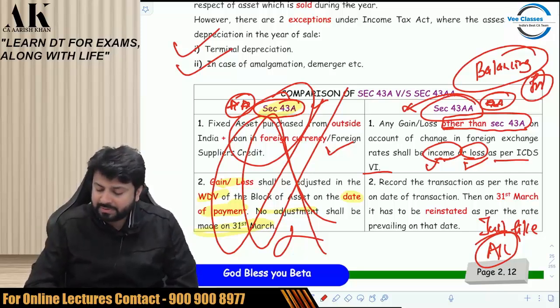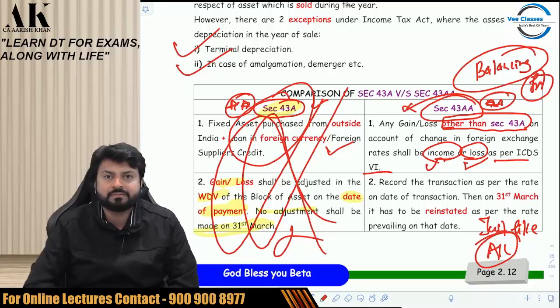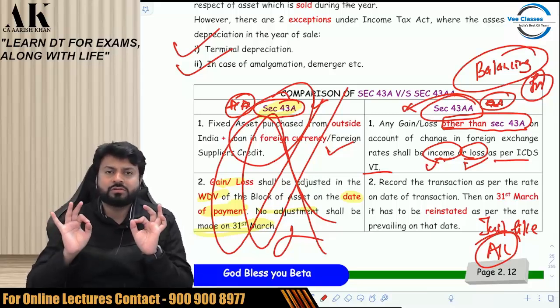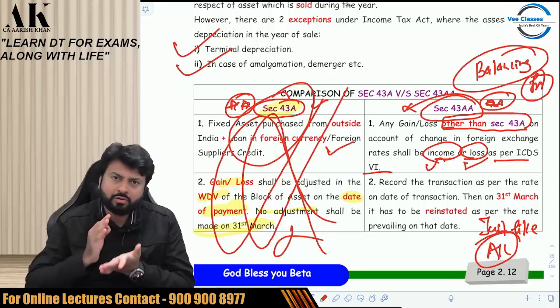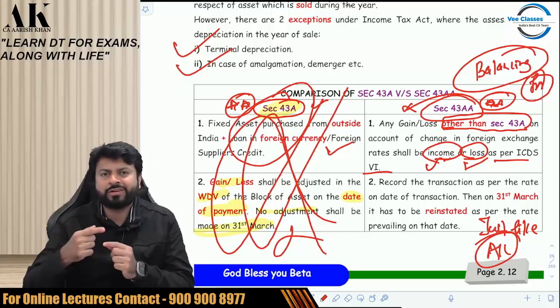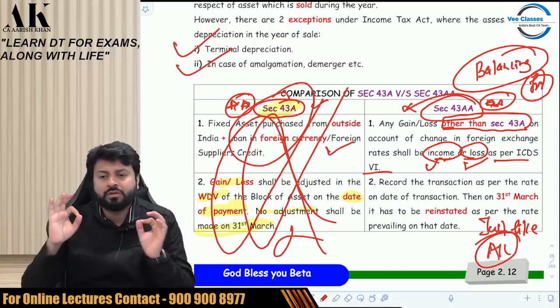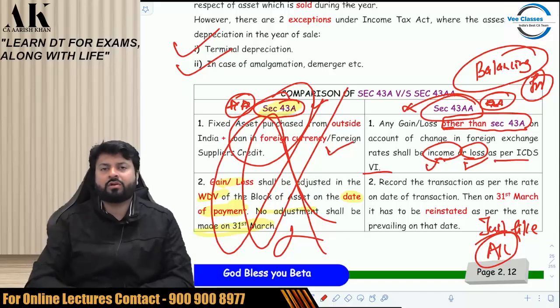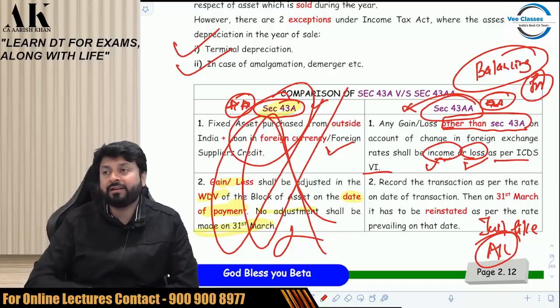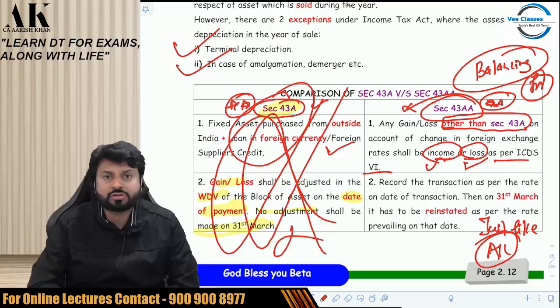Record the transaction as per the rate on the date of transaction. Then on 31st March, it has to be restated as per the rate prevailing on that date. The way you do in accounts: today's rate, you record the transaction; 31st March, you restate. And then when you actually realize or pay, whatever the transaction is, you have to record the actual gain or loss. Comparing which date? Comparing with the date of 31st March. This is what you are supposed to do.